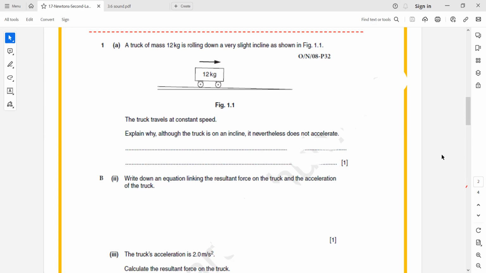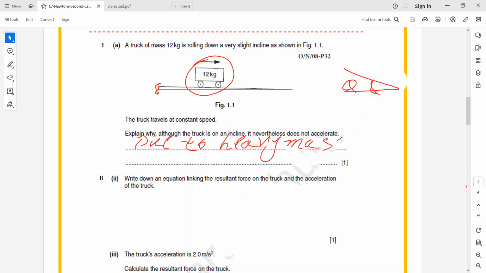Okay. As you can see, the mass of the body is heavy, and also the inclination, meaning this angle, is very small. So you can give the reason: due to heavy mass, the body moves with constant speed.